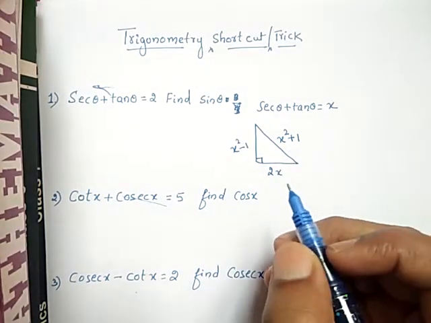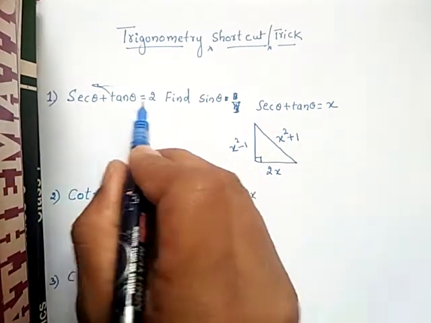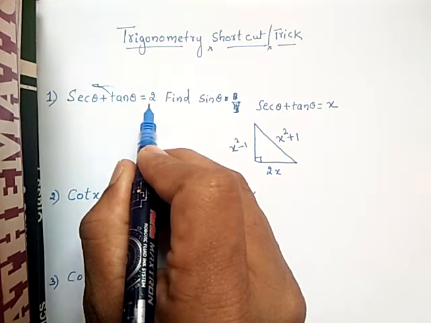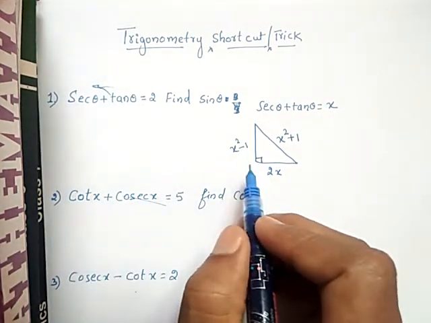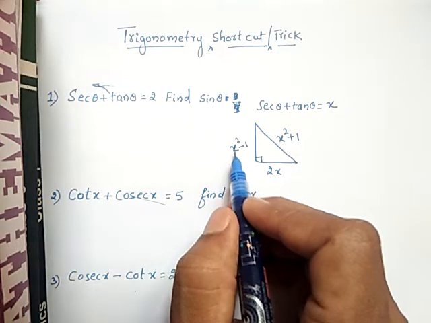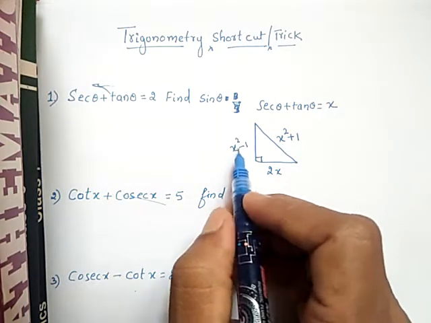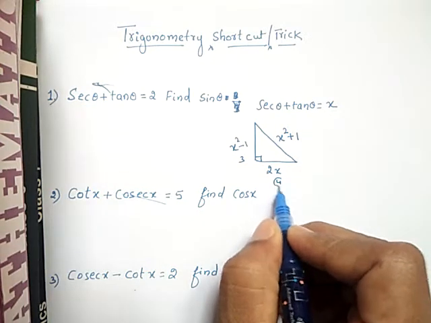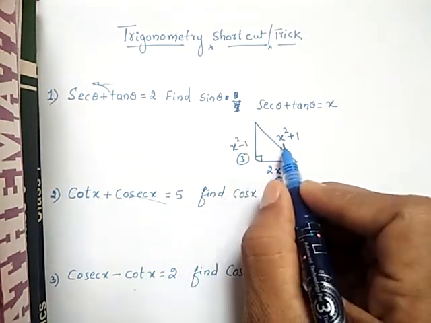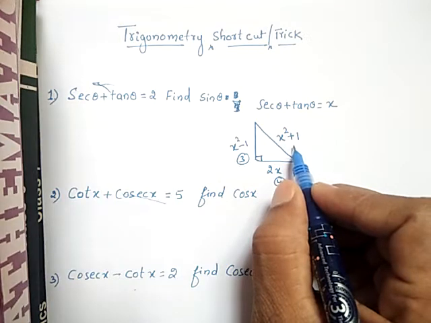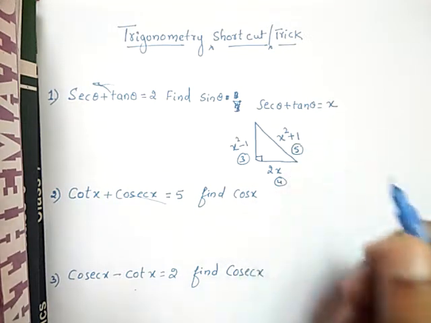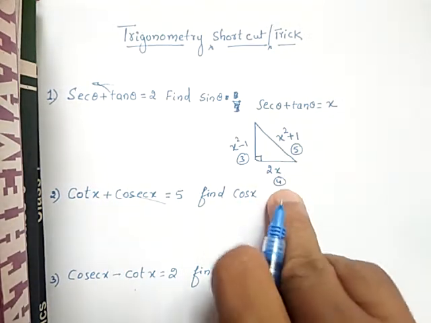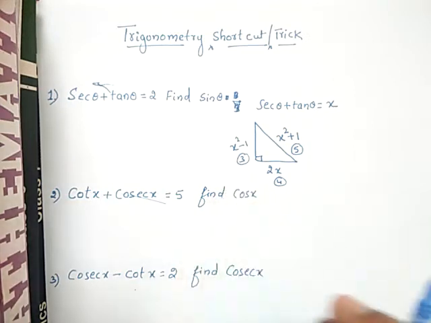After taking this, what is x here? Comparing with this one, x is 2. Just substitute here. So this will be what? 2 square minus 1, which is 4 minus 1, so this will be 3. Here it is 2 into 2, this will be 4. Here it will be 2 square plus 1, this will be 5. So hypotenuse is 5, base is 4 and perpendicular is 3.